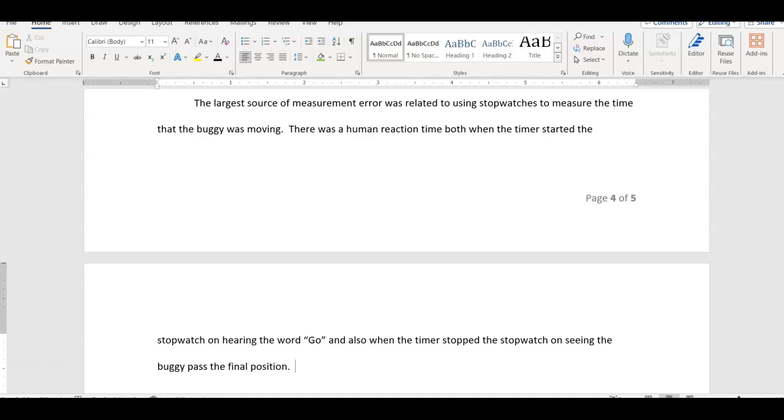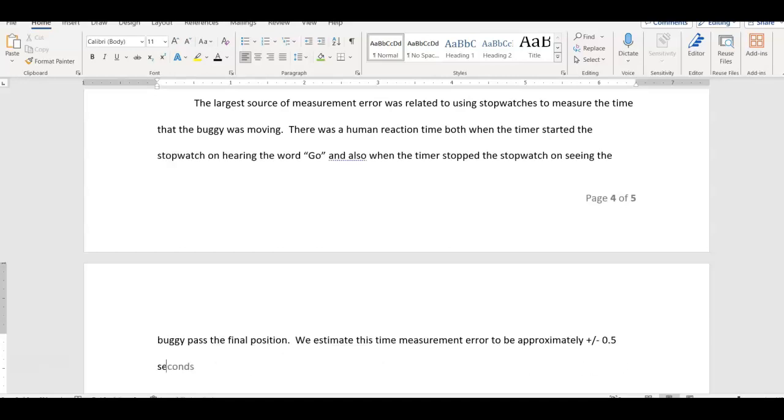You know, if I think about it, I think that maybe this error is on the order of half a second. And it's a random error. Sometimes our measurements are too long and sometimes our measurements are too short. Okay, so I'm going to say we estimate this time measurement error to be approximately, and I'm going to say plus or minus, right, because it's a random error. Sometimes we measure too much, sometimes too small, and I'm going to say half of a second. So plus or minus half of a second.